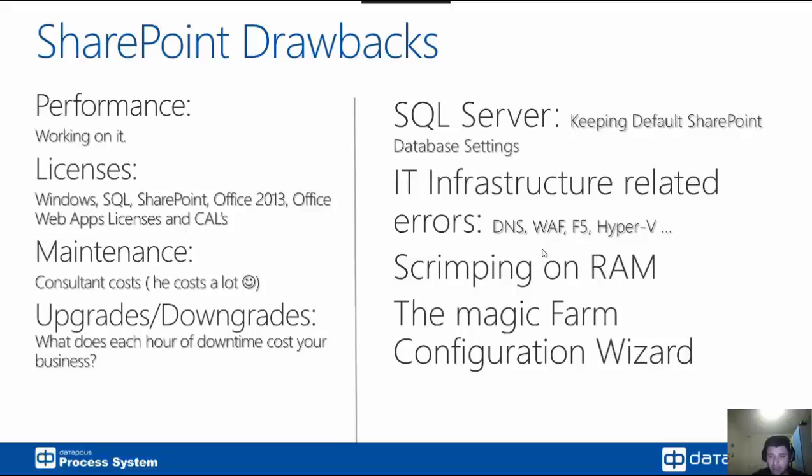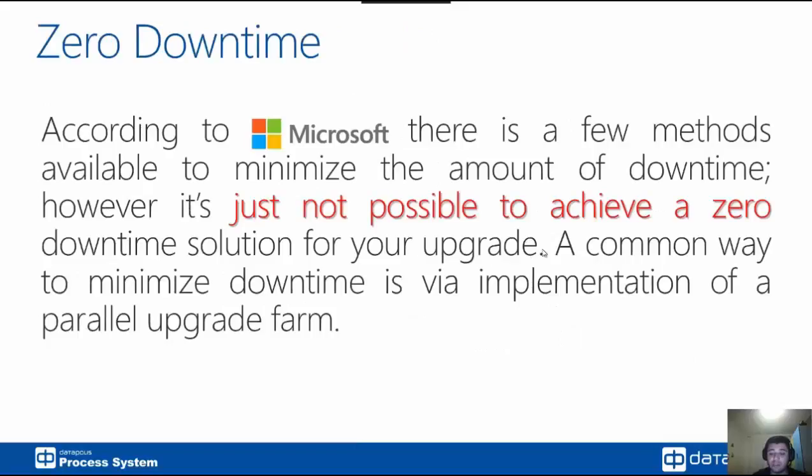Again, Microsoft said, hey, according to Microsoft, there are only a few methods available to minimize the amount of downtime. It is quite not possible to achieve 100% uptime. So, meaning that you can do anything you want, you will never have 100% uptime. There will always be something that will bring downtime to your SharePoint farm. The application pool recycle, IIS reset, solution updates, service pack installation, etc., etc. All this stuff actually will bring your SharePoint down. So you can provide anything you want, you can put any infrastructure you want, it's quite not possible to have 100% uptime.